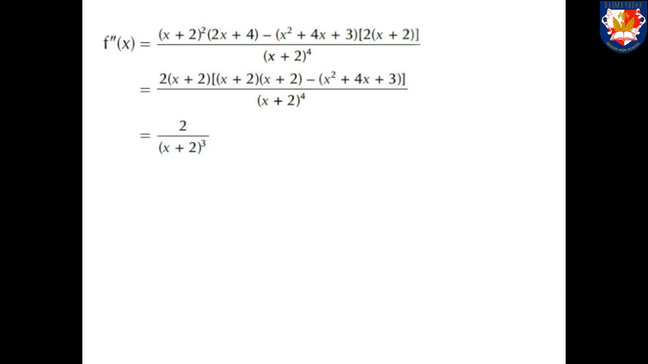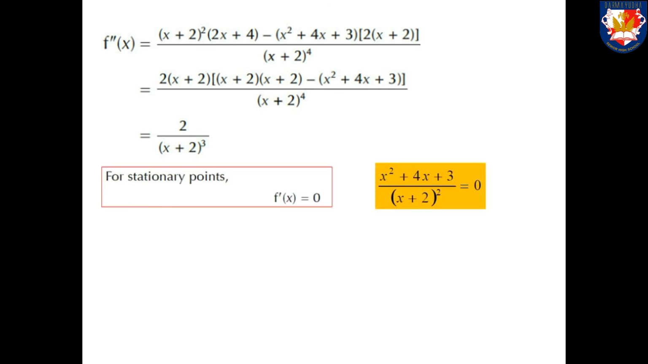Using the quotient rule, we also have the second derivative f''(x) equals 2 over (x plus 2) cubed. For stationary points, f'(x) equals 0. x squared plus 4x plus 3 over (x plus 2) squared equals 0. (x plus 2) squared is always non-negative, so we can ignore this. So it leaves x squared plus 4x plus 3 equals 0. Factorizing this gives (x plus 3)(x plus 1) equals 0. x equals minus 3 or minus 1.